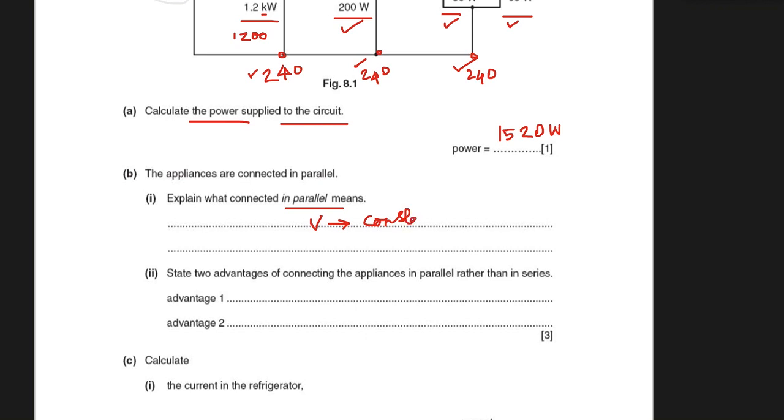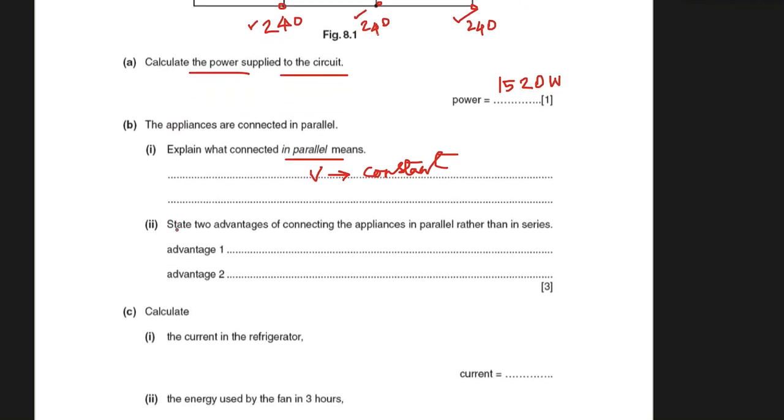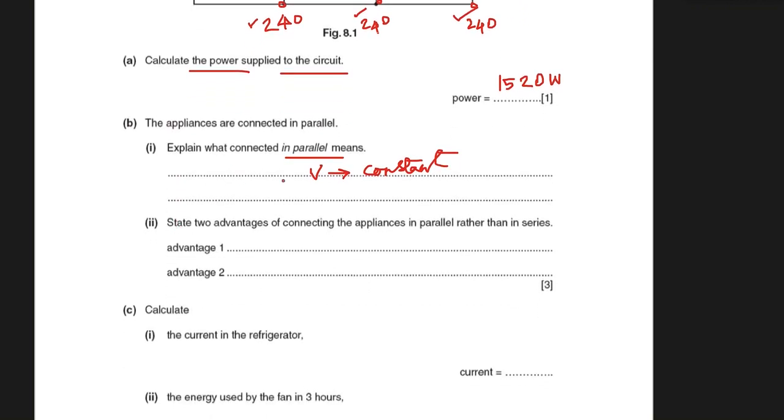So that is what this will mean. Explain what connected in parallel means. A connection in parallel means that the voltage is constant across all appliances. So that is what you have to write.